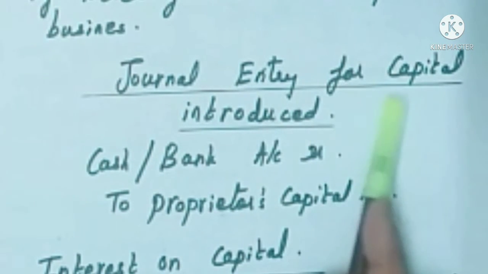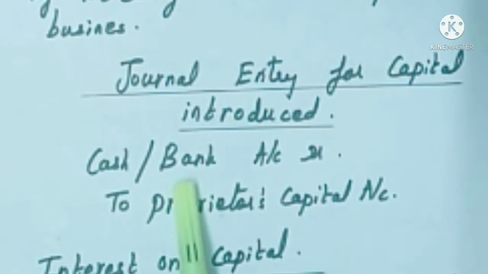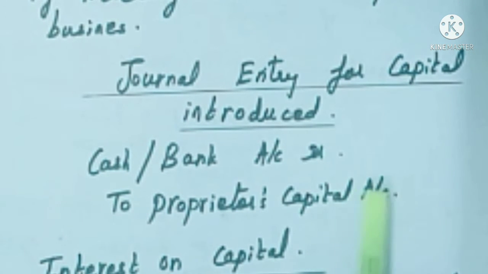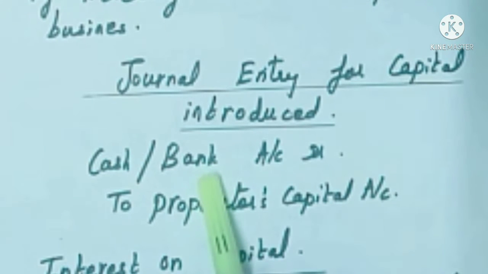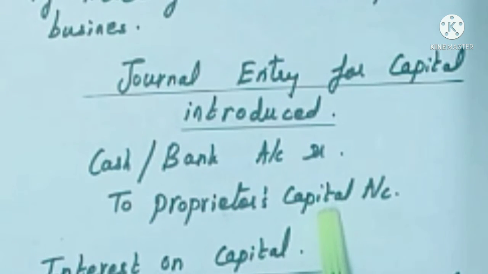Journal entry for capital introduced. So entry is bank account debtor to proprietor's capital account. So money is coming in for the business. So it is debited. In other words, there is an increase in asset. That's why bank account is debited. And proprietor's capital account is credited because it is a liability. Liability should be paid. Or in other words, increase in liability should be credited.